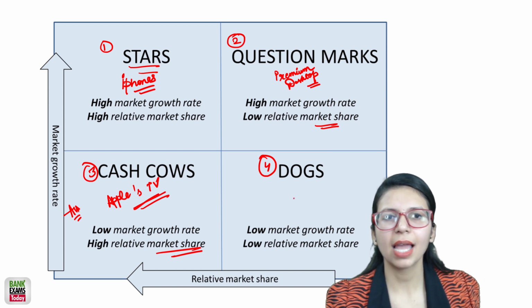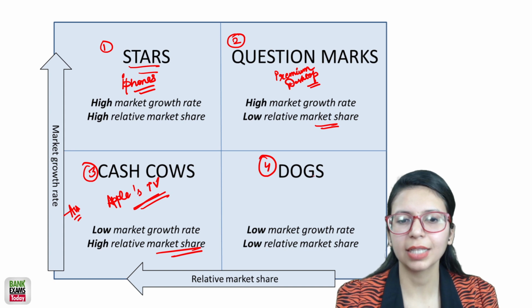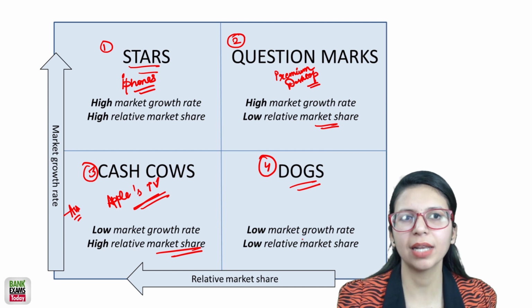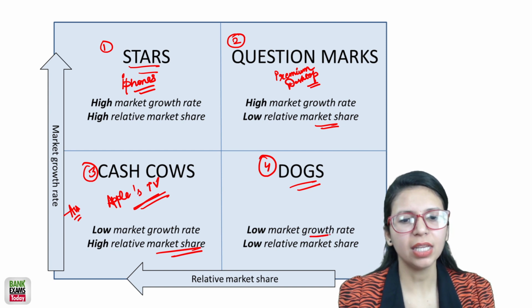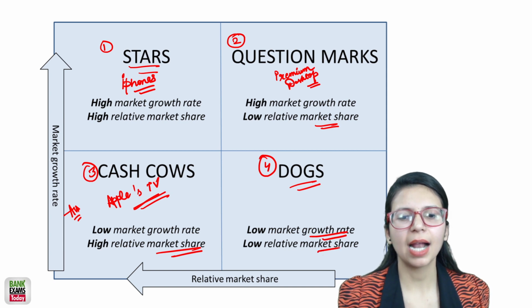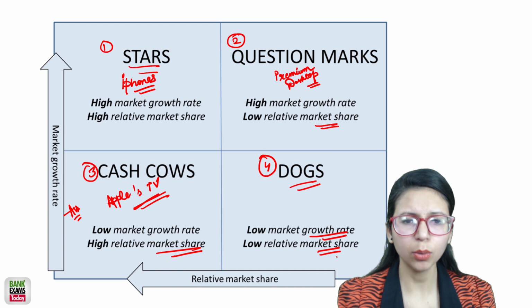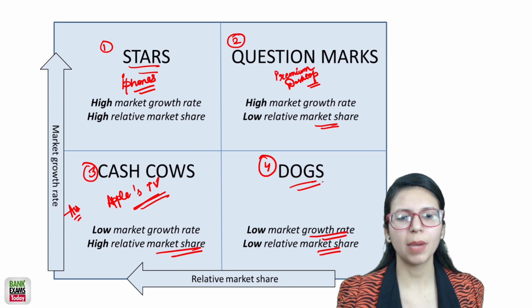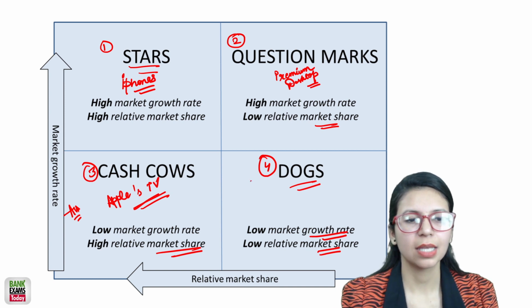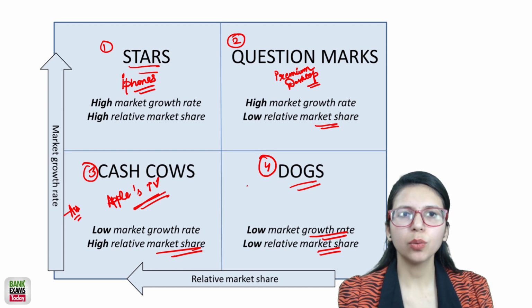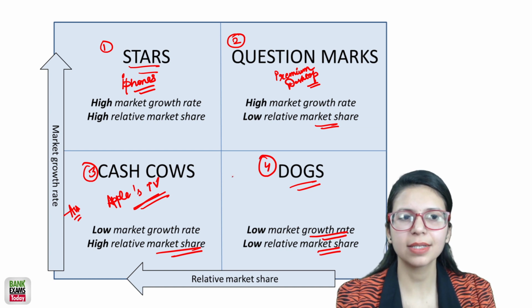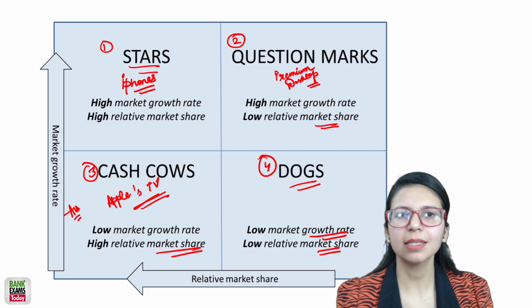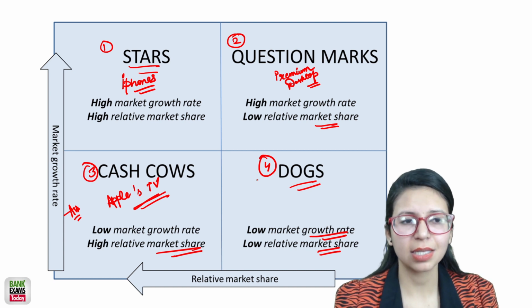And taking the example of Apple, it doesn't have any product as dogs, because a dog is basically a product that is not doing well in the market and has very low growth rate and very low market share. So for dogs, both the market share and growth rate are low. If you still want a proper understanding of this topic, the link is attached down below. You can check that video. This topic is explained there properly.